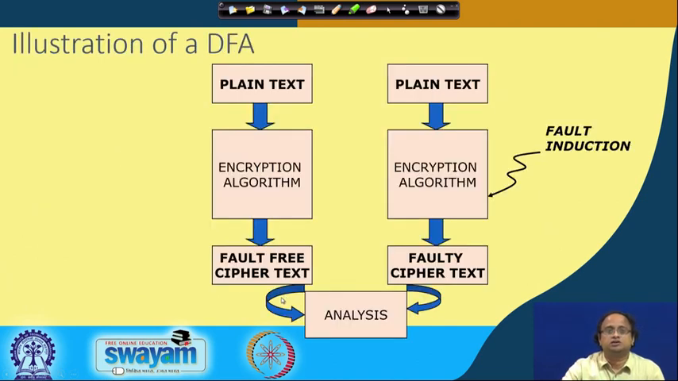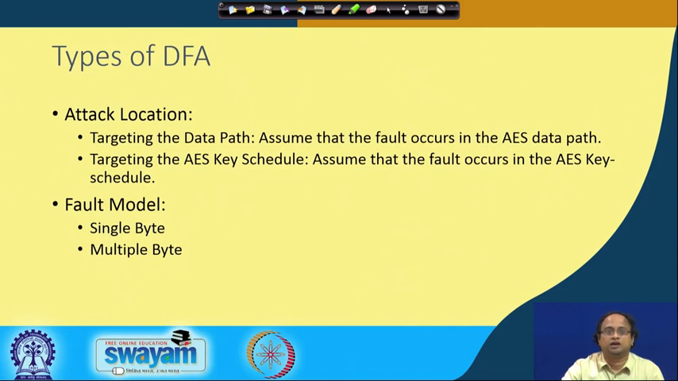Let us see how differential fault attacks work. In differential fault attacks, you have a plain text and you get a fault free ciphertext. Then you take the same plain text, apply the encryption algorithm, and do a fault induction, so you get a faulty ciphertext. Differential fault analysis combines the fault free ciphertext and the faulty ciphertext and performs a differential analysis on them. That is the basis of what DFA stands for, differential fault attacks.